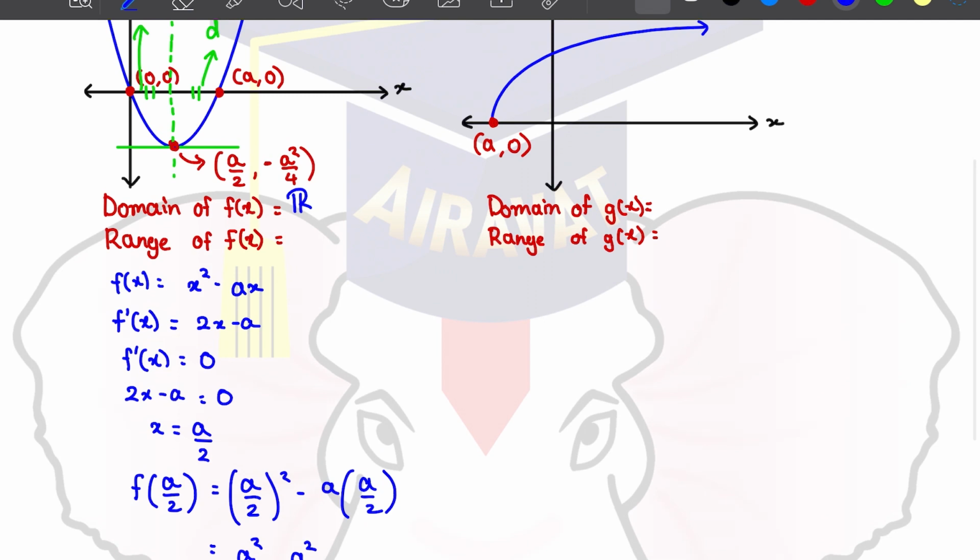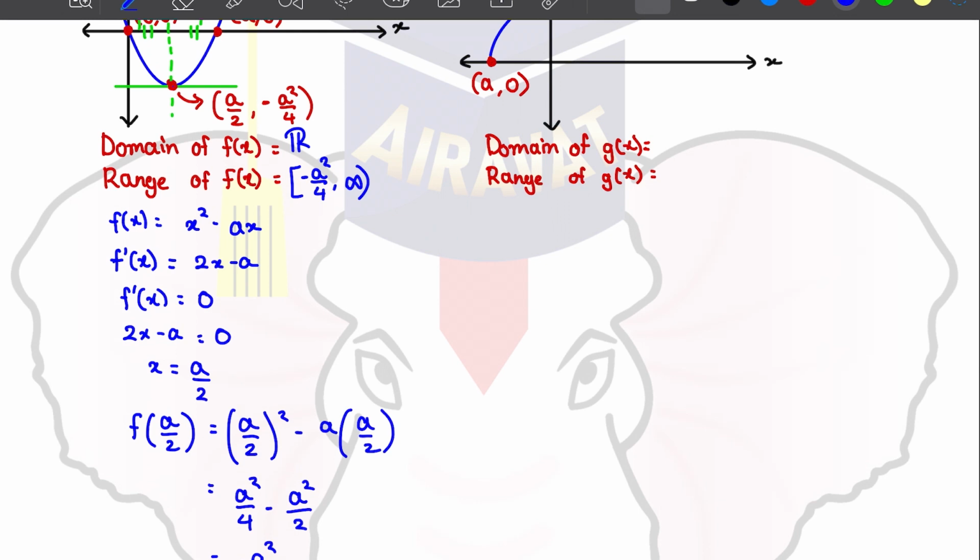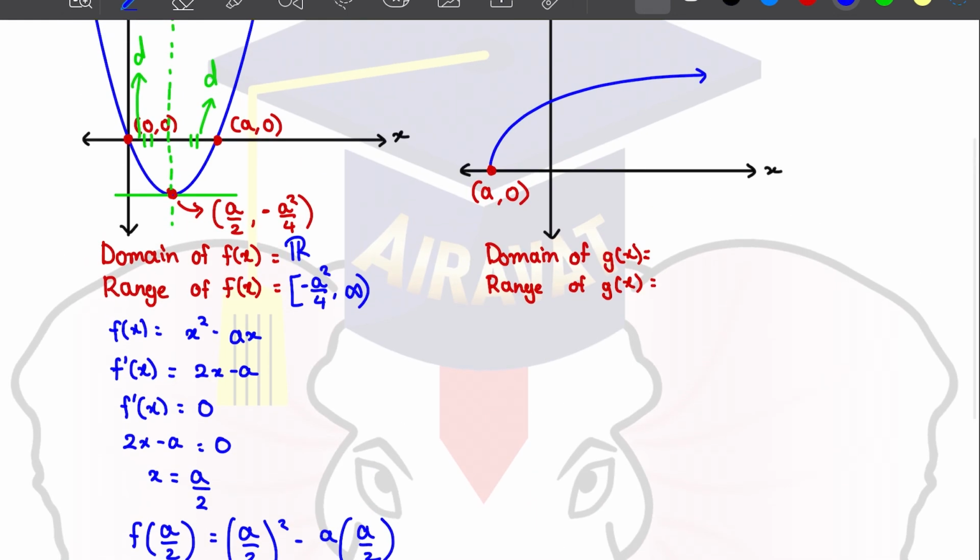From this coordinate, we can easily say that the range of this parabola is from negative a squared over 4 all the way to infinity. Alright, now let's find the domain and range of g of x.